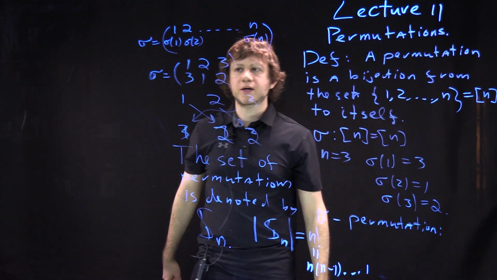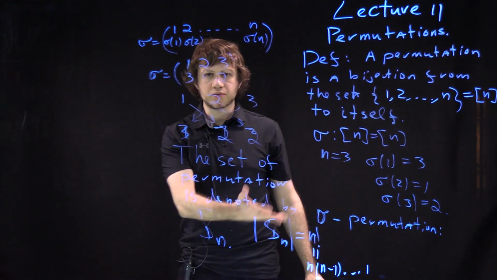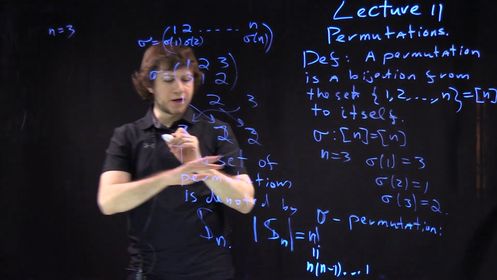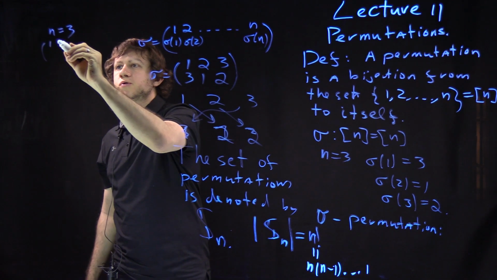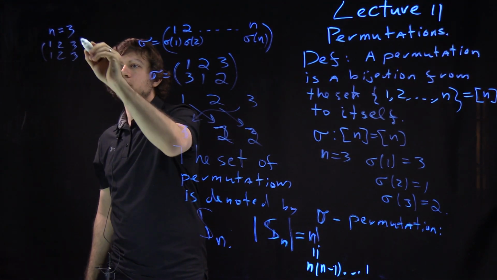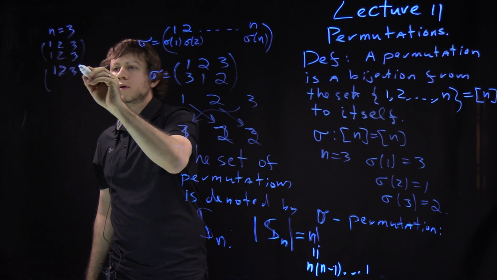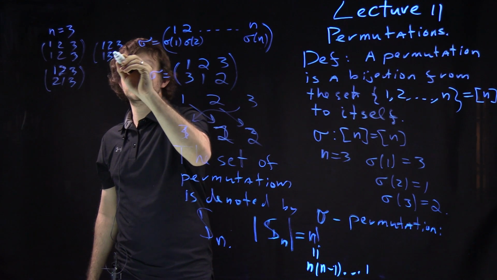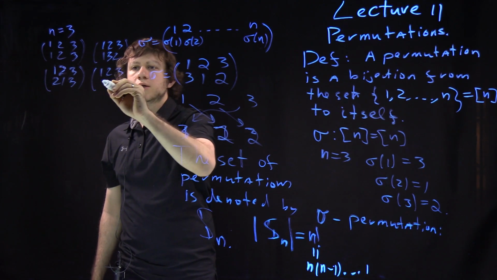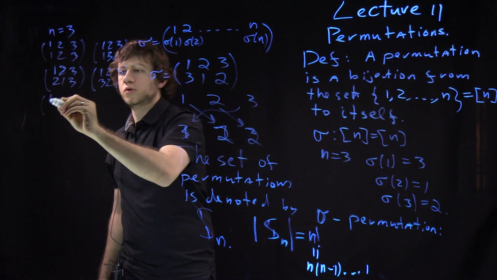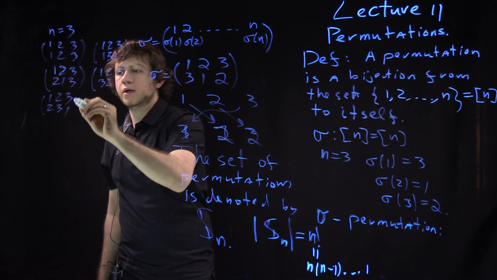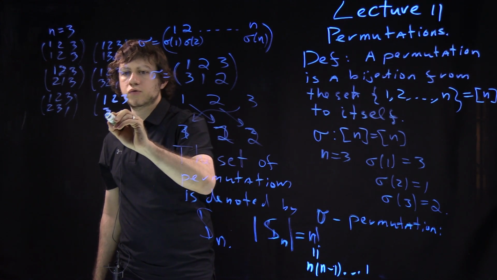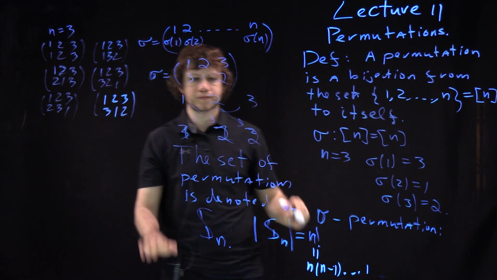So probably you have seen it already somewhere. That's a very standard elementary set theory observation. And for instance, if you have n equal to 3, I can just write all of them down. I have 1, 2, 3 to 1, 2, 3; 1, 2, 3 to 2, 1, 3; 1, 2, 3 to 1, 3, 2; 1, 2, 3 to 3, 2, 1; 1, 2, 3 to 2, 3, 1; and finally 1, 2, 3 to 3, 1, 2. That's all.